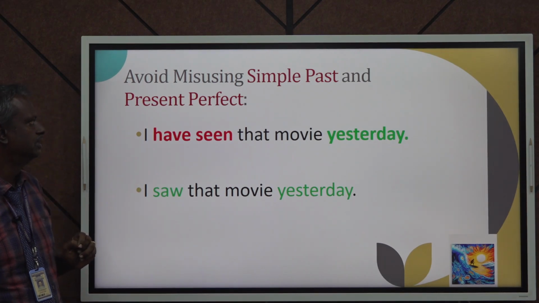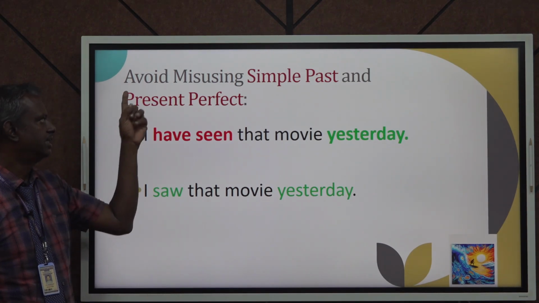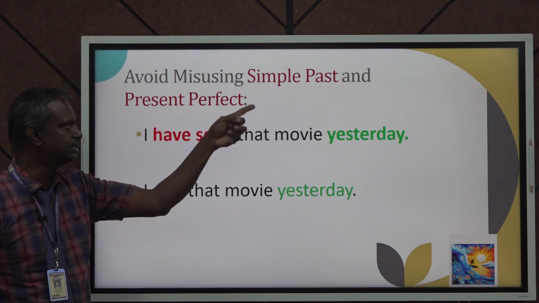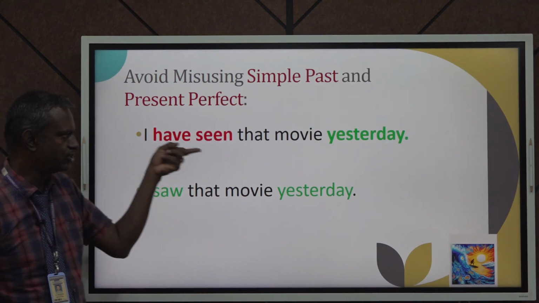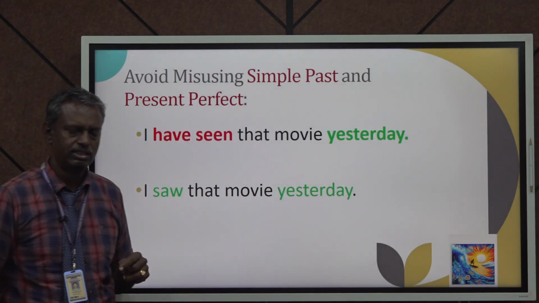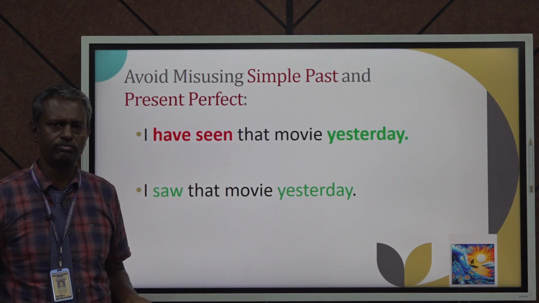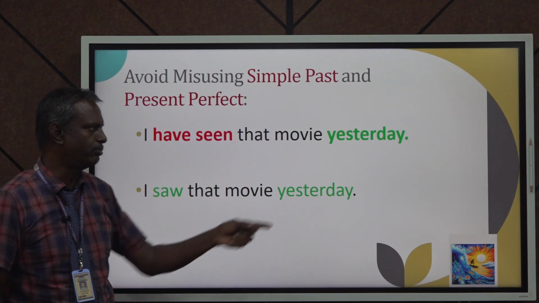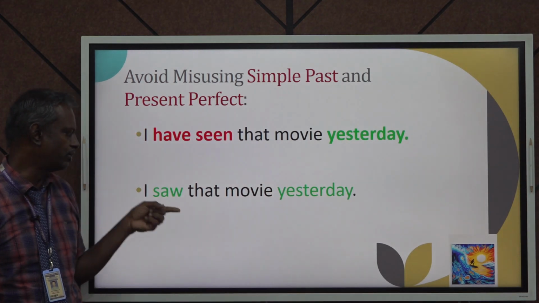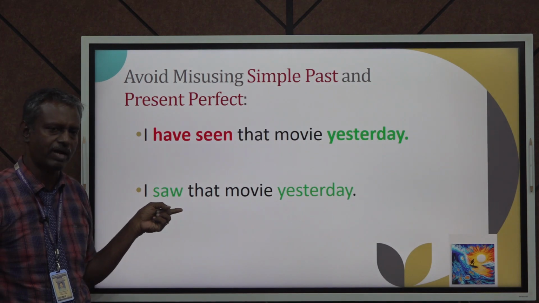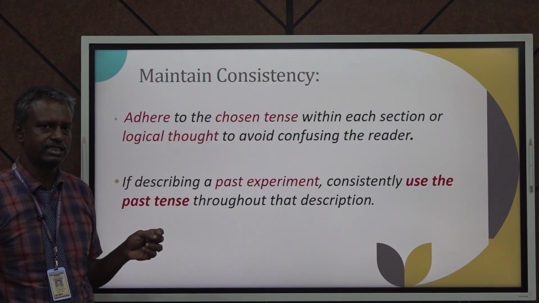Now, move to the second slide, that is, avoid misusing simple past and present perfect. For example, take this sentence, I have seen that movie yesterday. This is a common usage which is wrong. As the time reference word here is yesterday, you have to use the past. So, the right format is I saw that movie yesterday.